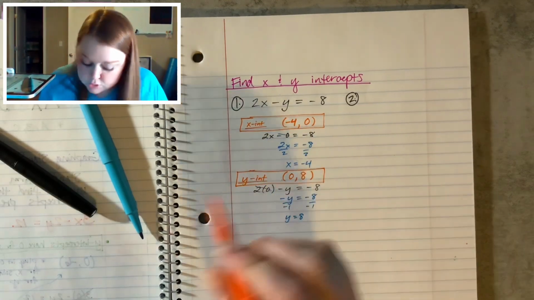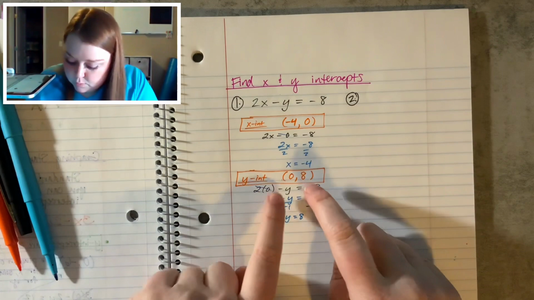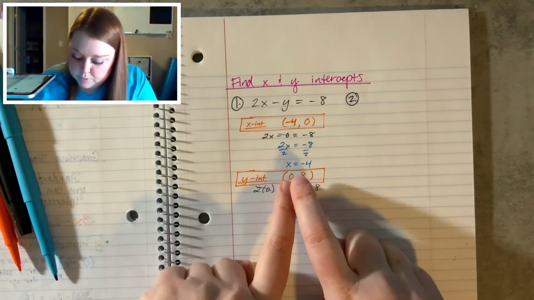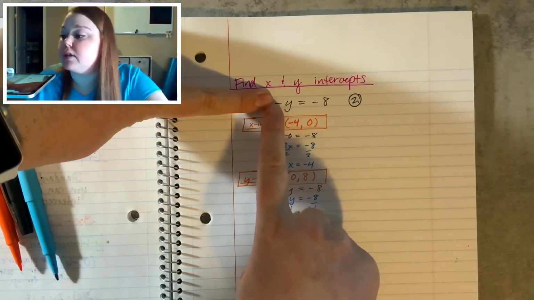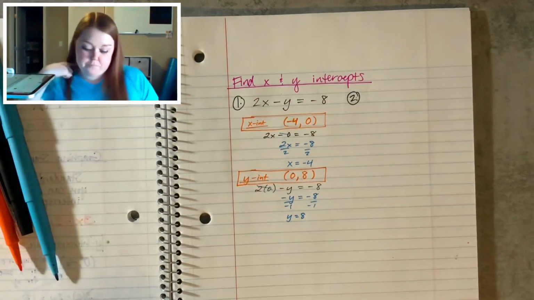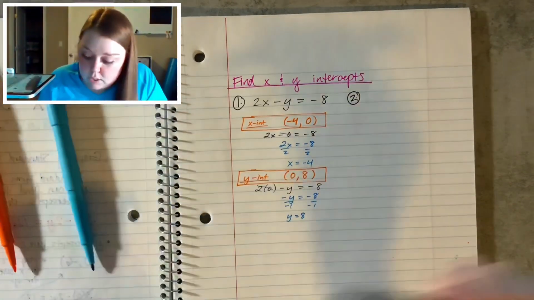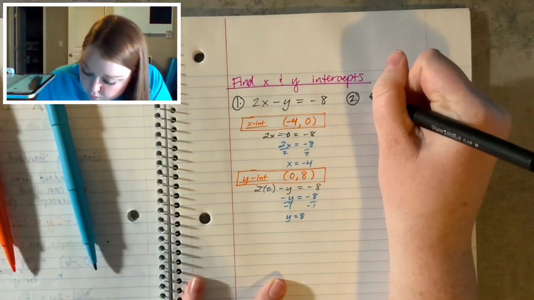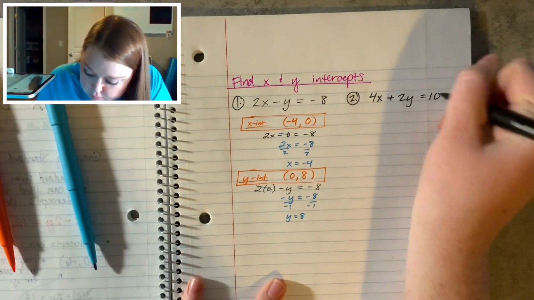And now let's check it doing our little trick. Okay. So when I want a y-intercept, I plug in 0 for x. So basically I cover up the x term. I get y by itself, so I divide by -1, and that is going to equal +8. Okay, so it's a trick, but it's really just math. Okay, next one, 4x plus 2y equals 10.